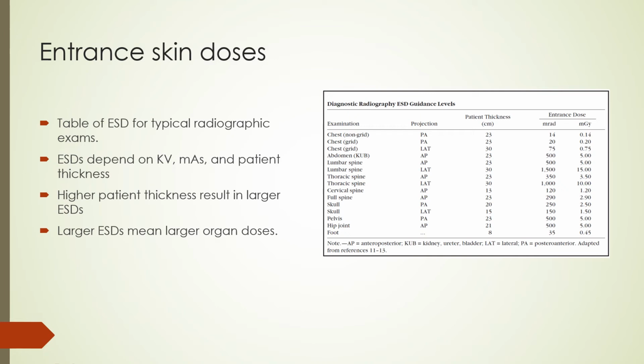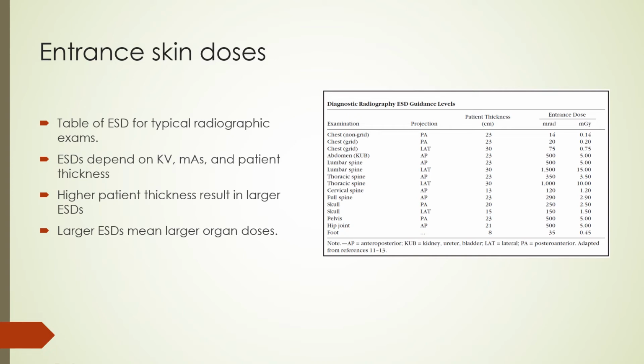Here is a table of the entrance surface doses that a patient could receive for some standard radiographic techniques. Note the highest and lowest doses. Lateral lumbar spine and lateral T-spine are the highest doses, and non-grid PA chest is the lowest. Entrance skin exposure depends on various factors including kV, mAs, and patient size.